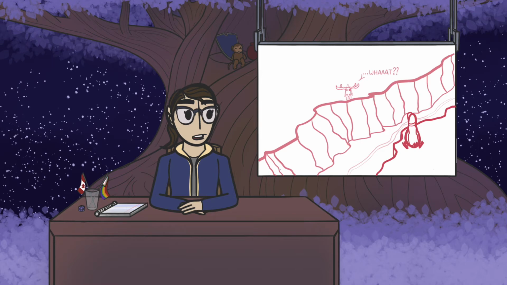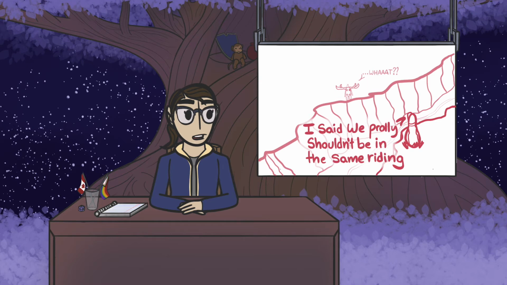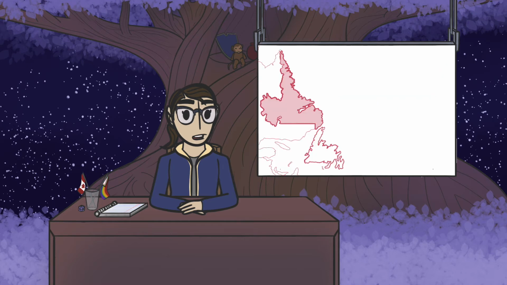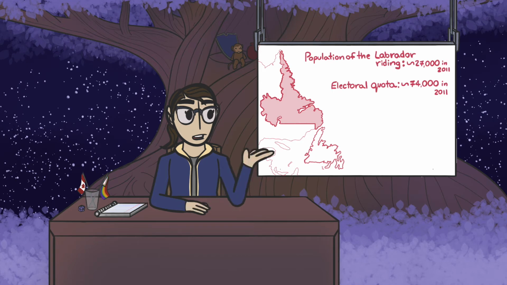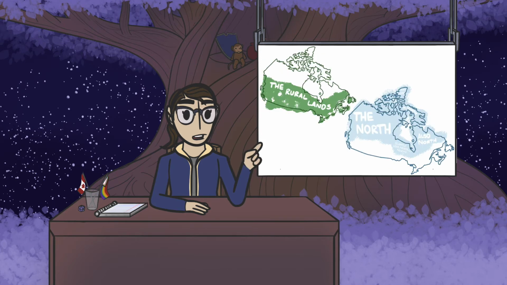Put simply, that somewhat flexible electoral quota allows ridings to be designed to accommodate difficulties of a geographic nature. Some are pretty straightforward, like the riding of Labrador. It's got a population much lower than its provincial electoral quota, but it's also separated from the rest of its province by water, so it gets to be a riding despite its low population. This strategy is also used for many remote rural ridings or ridings in the north.